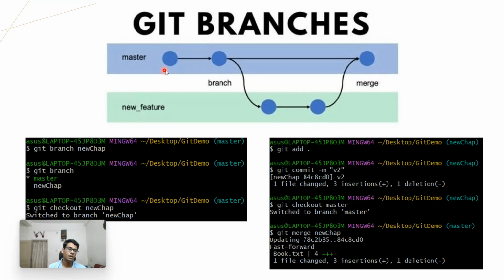But I can merge these changes to the master branch from the new chapter branch once the feature which we were developing on the new chapter branch has been completed. For that, we would be using the git merge new chapter command, and this would merge all the commits that have been made to the master branch. And in this visual diagram, we can see how these changes are merged back.